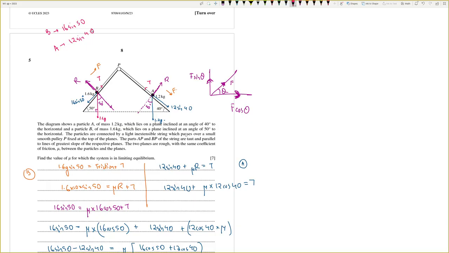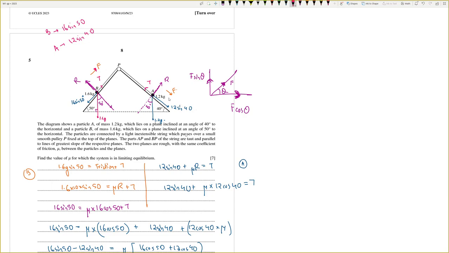Okay, so since B is about to move down, friction must act upwards. Friction always opposes motion. So since B is about to move down, friction acts upward, and the tension will always act away from the object. So the tension for B is also acting upwards, along the slope. Now for A, since B is about to move downward, A is about to go upwards. So the tension is the greatest force over here. And since A is about to go upwards, friction will act along the slope downwards. Okay.